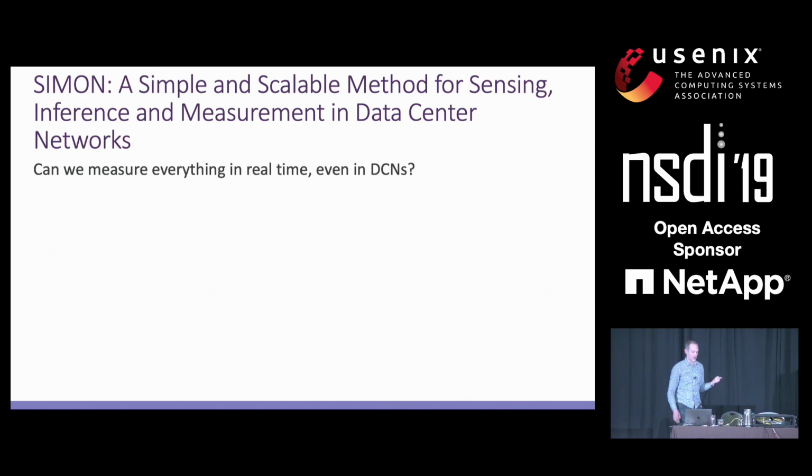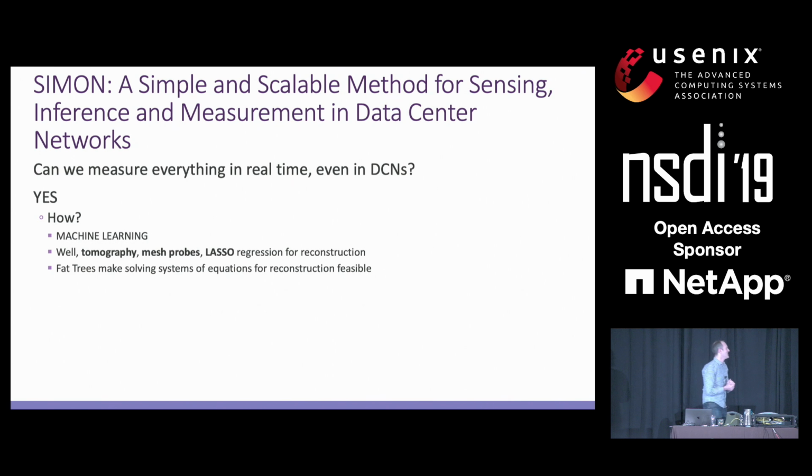All right, so another paper in the session. A simple and scalable method for sensing, inference, and measurement in data center networks. Pretty much what I feel this boils down to is, can we measure everything in real time in a data center network? As I mentioned earlier, super hard because there's lots of things to measure and you need to do it real fast. The answer, again, not surprisingly, yes. How do we do it? Can you guess?